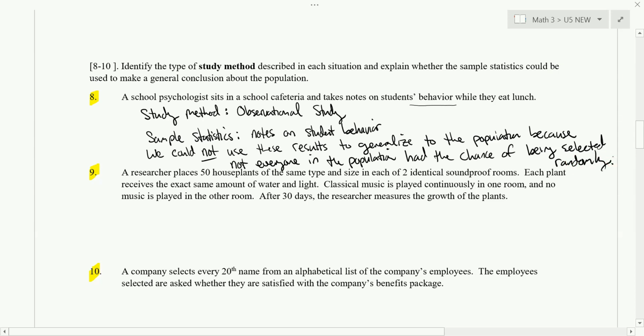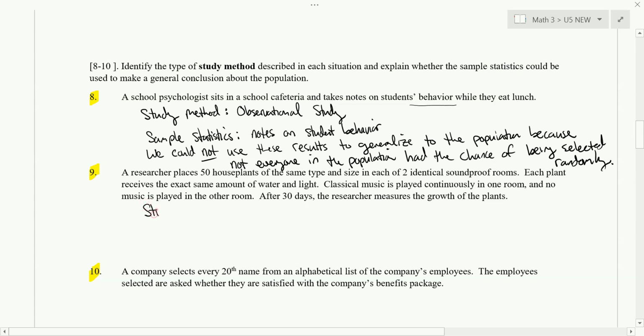Number 9, a researcher places 50 houseplants of the same type and size in each of 2 identical soundproof rooms. Each plant receives the exact same amount of water and light. Classical music is played continuously in one room and no music is played in the other room. After 30 days, the researcher measures the growth of the plants.